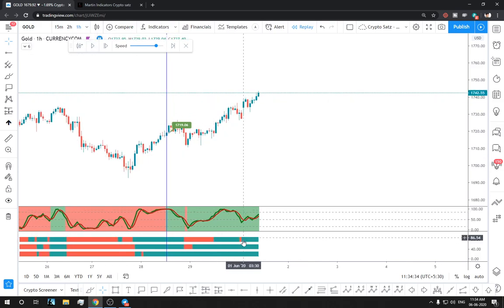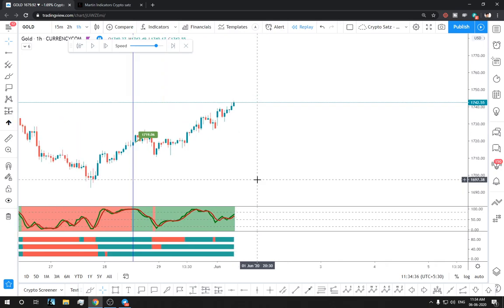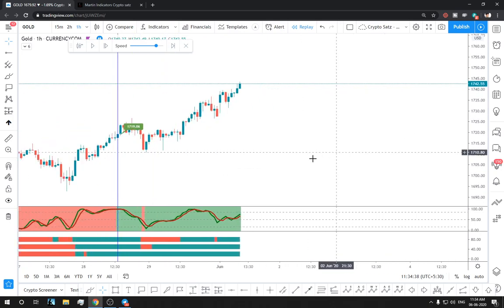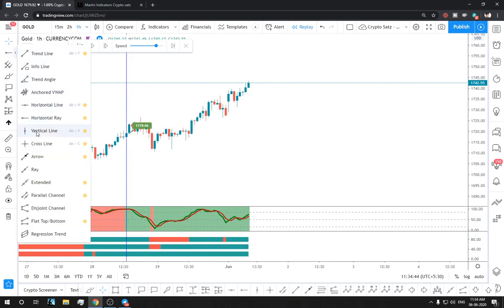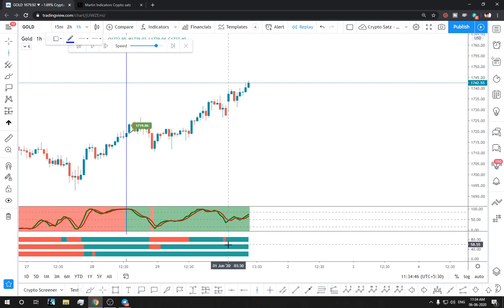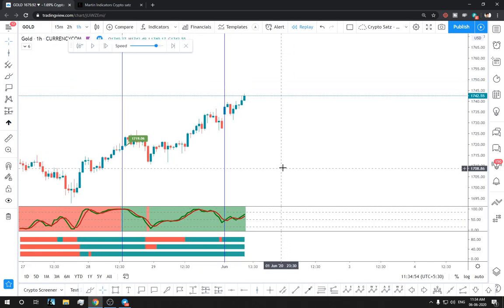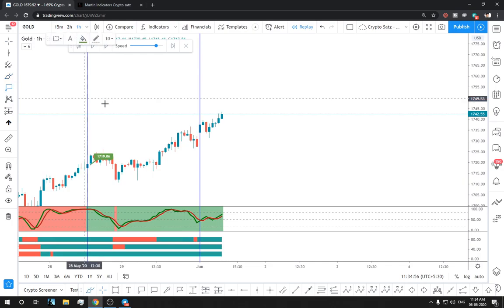You have a long signal over here, but I would not take that if I were you, because we have already won this one. So yeah, you can take a small lot. We'll just check that one too. So we have a long signal here. It takes longer to open the next candle.